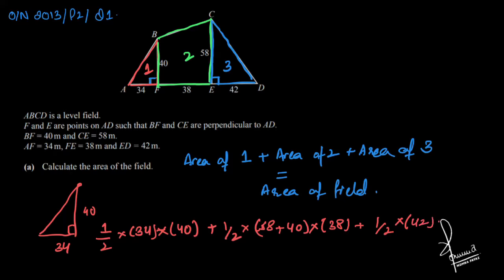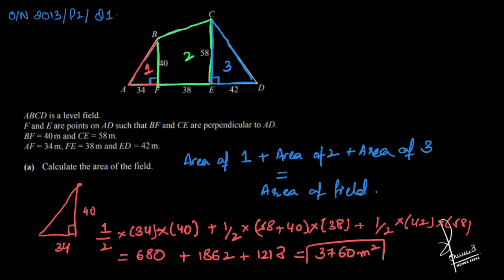So 42 into 58. When you calculate this, you get 680. When you calculate this, you get 1862. And when you calculate this, you get 1218. When you add all of them, you get 3760 meter square as your answer.